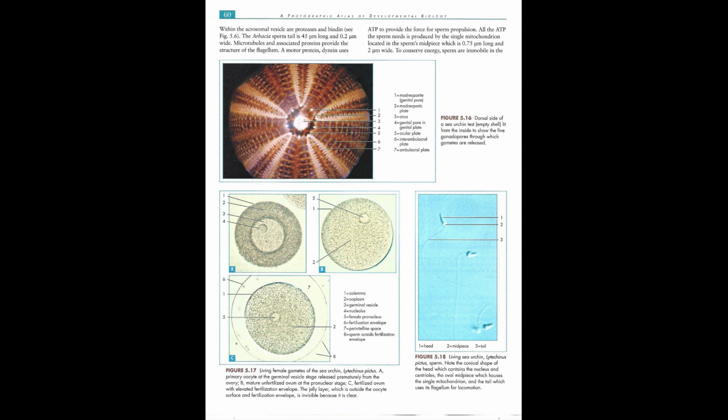Microtubules and dynein-associated proteins provide the structure of the flagellum. A motor protein, dynein, uses ATP to provide the force for sperm propulsion. All the ATP the sperm needs is produced by the single mitochondrion located in the sperm's midpiece, which is 0.75 µm long and 2 µm wide.